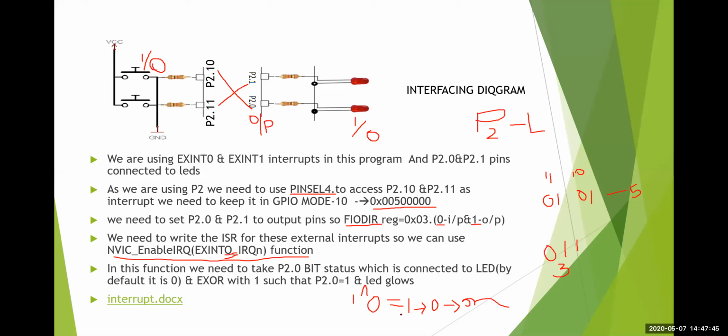Now once the LED is on, if I press the switch once again, it should be off. So the pin status is 1, and again I am XORing it with 1. If the LED is on, the bit status is 1. If it is off, it will be 0. So 1 XOR 1 will be 0, and this is given to port 2.0. If I give this as the input for port 2.0, this will make the particular LED be off. So now we'll see the program. Let me open the program.